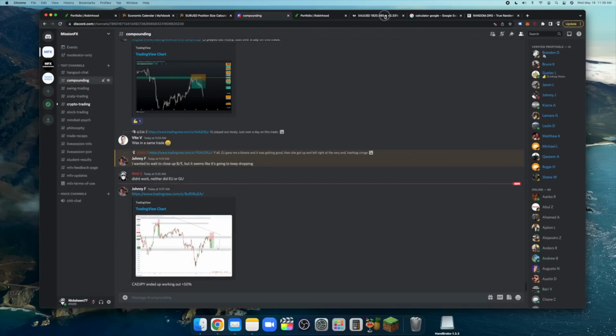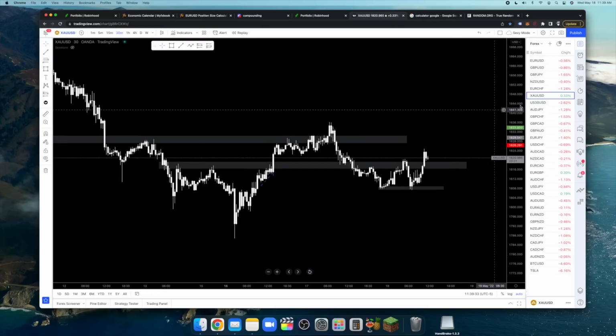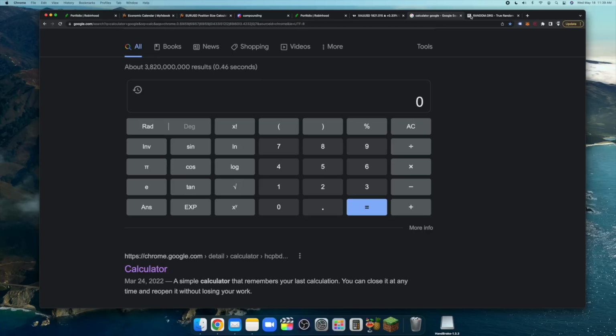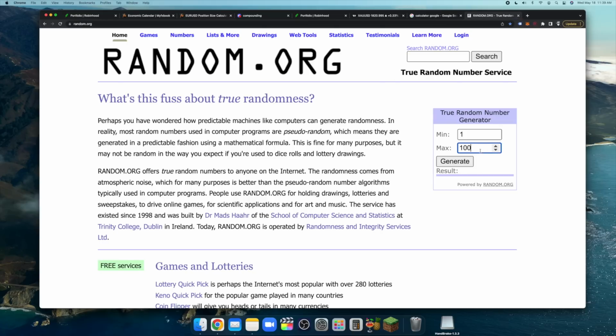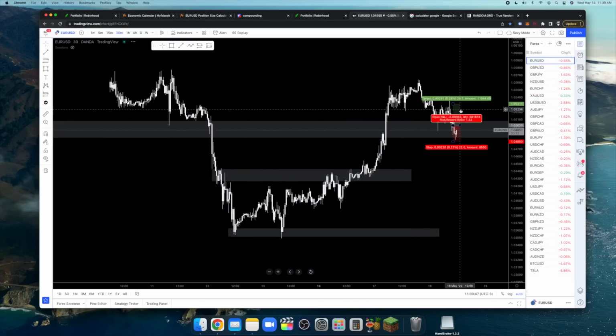But regardless of that, what I'm going to show you instead is a more practical way to do this. We're actually going to pick a random pair, go and backtest it, and I'm going to show you which zones, which trades, things like that. So let's go to random.org. Let's pick a number between 1 and 10. 1. So we'll use what? Euro USD. Okay, so we'll use Euro USD.